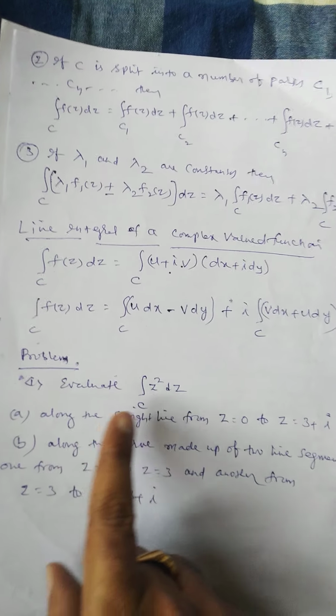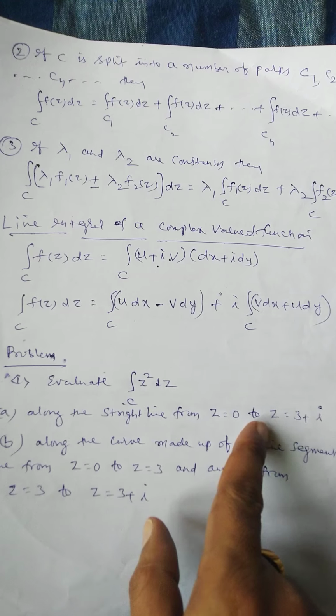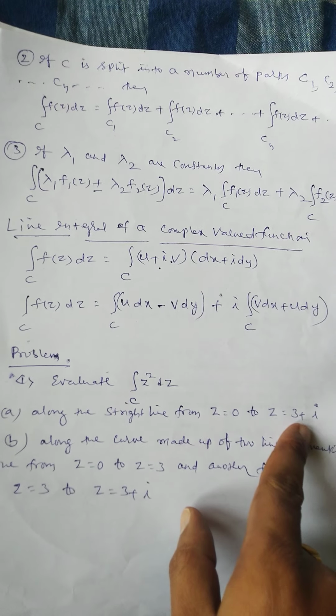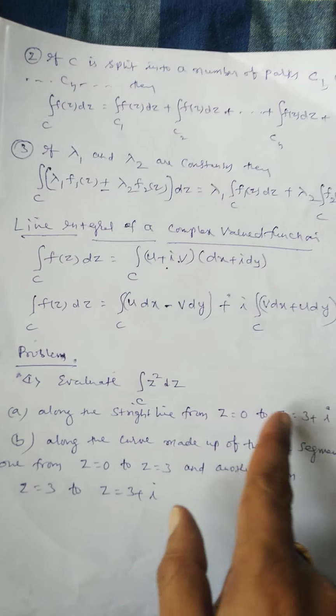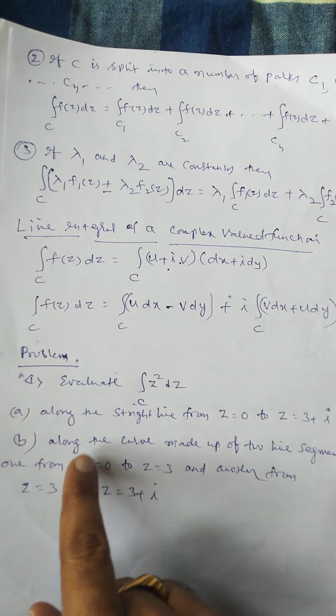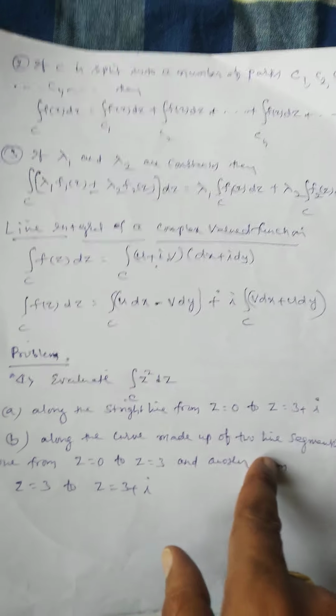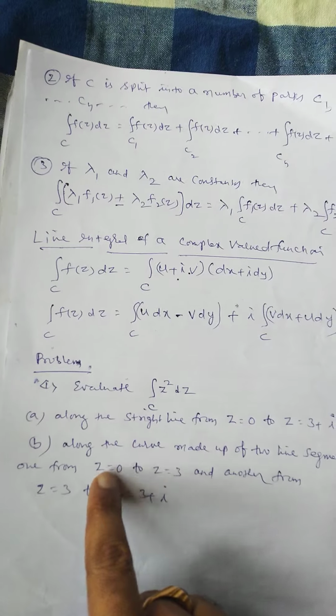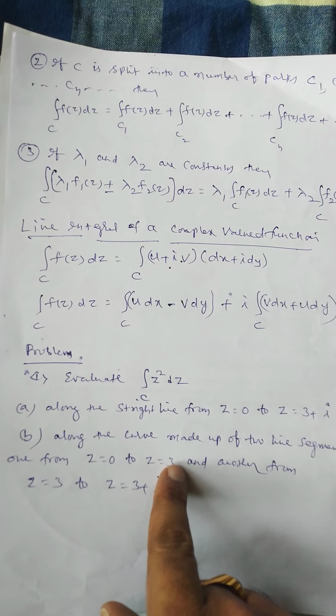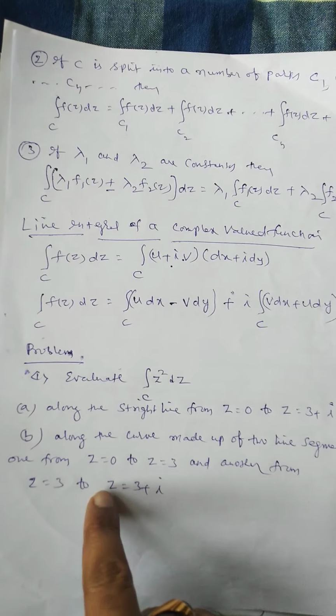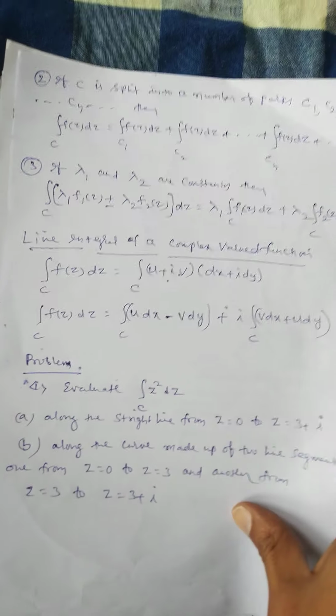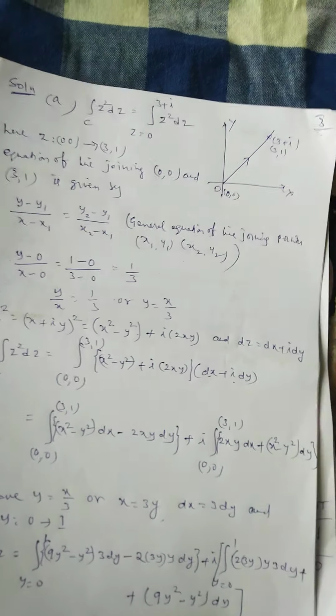First, (a) along the straight line from z equal to 0 to z equal to 3 plus i. (b) Along the curve made up of 2 line segments, one from z equal to 0 to z equal to 3 and another from z equal to 3 to z equal to 3 plus i. Okay, let us come to the solution part.